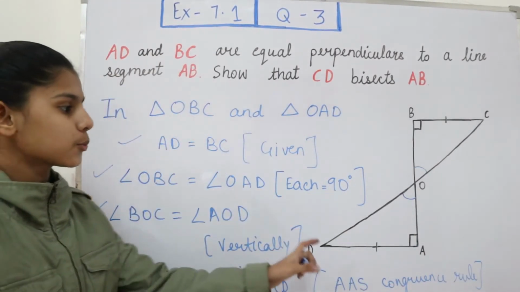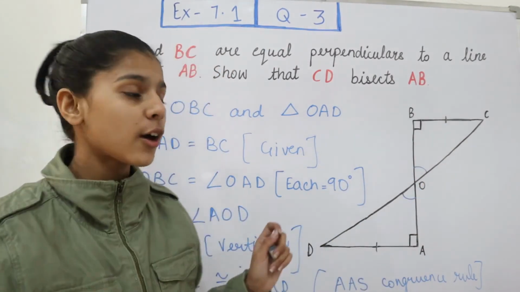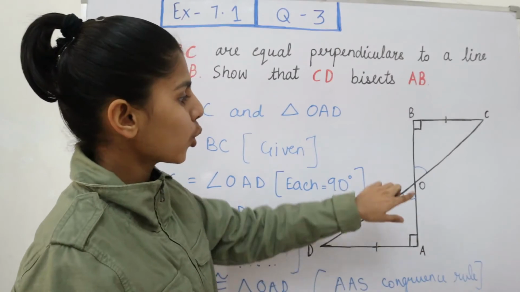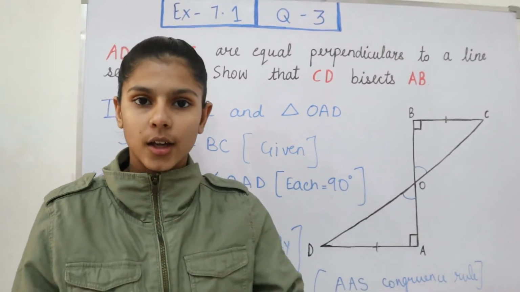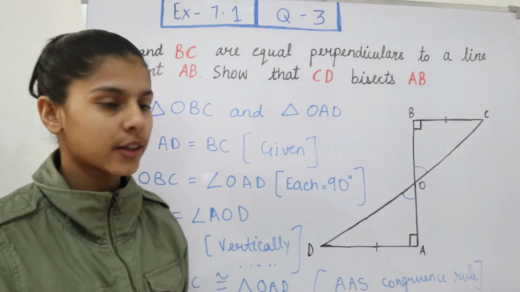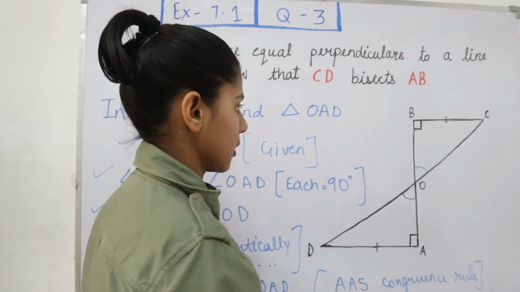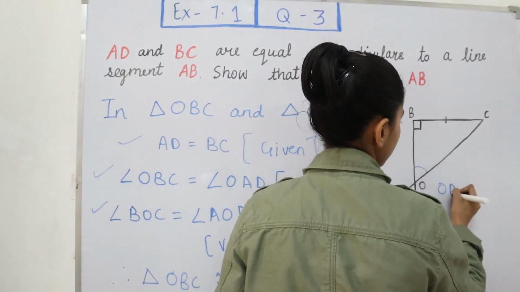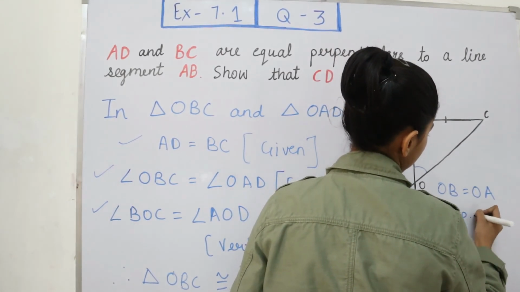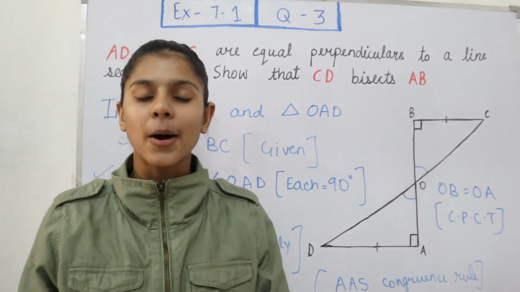So we have proved that these both triangles are congruent, triangle OBC and triangle OAD. Now what we need to actually prove is that CD bisects AB, which means we have to show that OB is equal to OA. You can see that OB and OA are the parts of the two triangles we have proved congruent. So hence we can write that OB is equal to OA and the reason will be by CPCT, corresponding parts of congruent triangles. So this was all about question number 3.